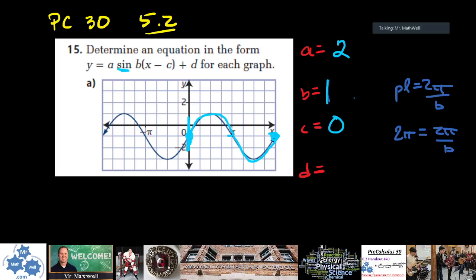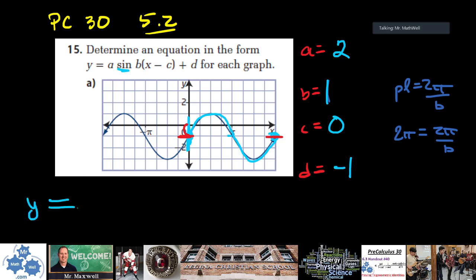So the d value here is, again, the vertical displacement, okay? So obviously this graph is moved down 1 unit. From here's the start point and end point, right? So d is going to be -1. Okay? So from the graph, are we able to do that? You feeling comfortable and confident with picking those parameters out?